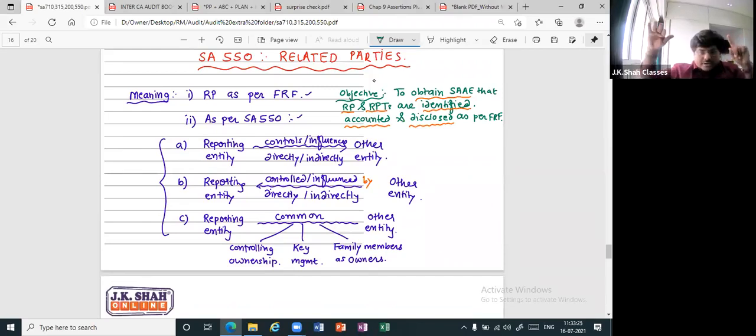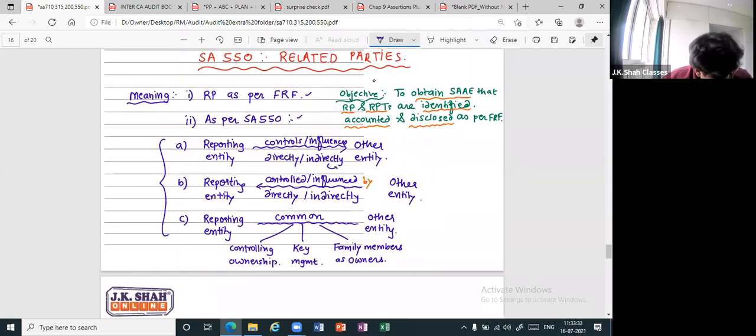So these are various sources from which you can get your related parties. What do you mean by related parties? Firstly, related party is a related party as per the applicable FRF. Apart from that, if the applicable FRF does not tell, SA 550 is telling. How many things? Three. One, the reporting entity controls or influences the other entity directly or indirectly through one or more intermediaries. Always remember, indirectly will also happen. Second, the reporting entity is being controlled by the other entity directly or indirectly through one or more intermediaries. And lastly, the reporting entity and the other entity have something in common. How many things? Three: controlling ownership, key management, family members as owners.